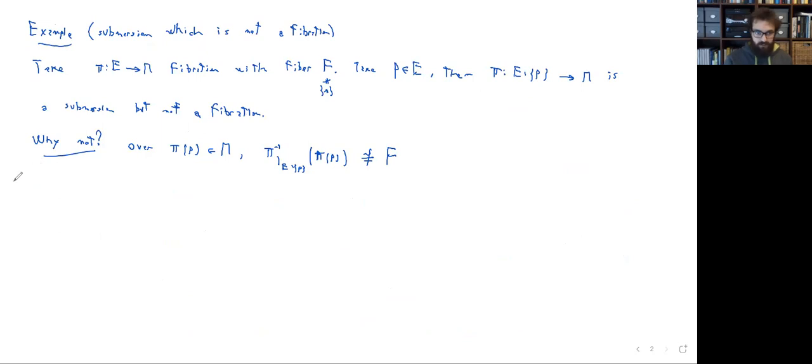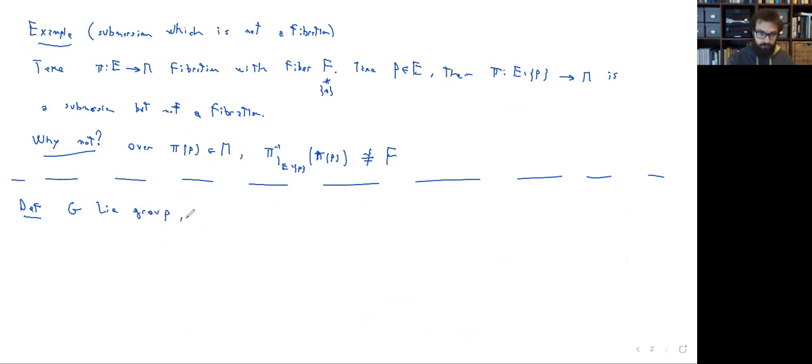So this is the definition of fibration. And now we have a special class of fibrations, which are bundles. We take G, the Lie group, and a fibration E, M, F, pi. So this means that E and pi is a submersion, and with F, you have a fibration.